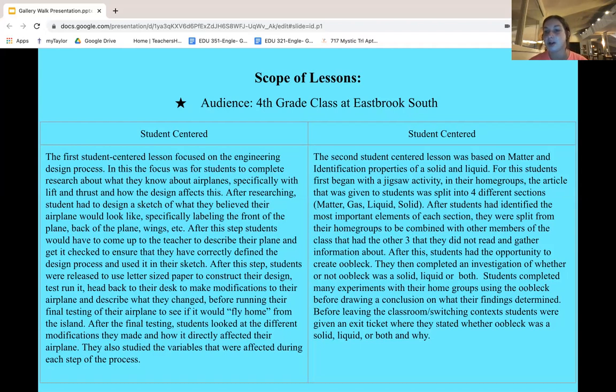So with this, they were drawing conclusions on what they were finding. They were determining if Oobleck would be a solid or a liquid and how they knew it. So at the end of the lesson, students then had to complete an exit ticket or a class poll where they stated what they thought Oobleck was and why. So I thought this was really cool for students to take what they knew about solids and liquids and gases and fully transition it from that jigsaw activity into applying it with the Oobleck.